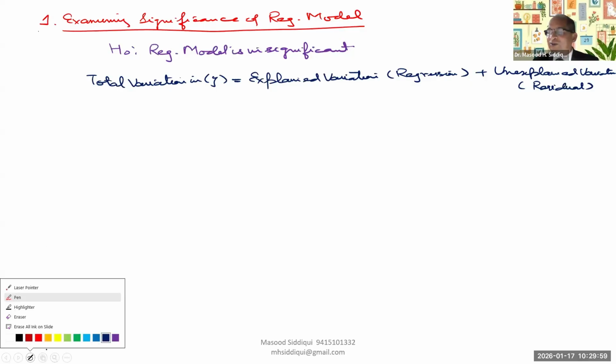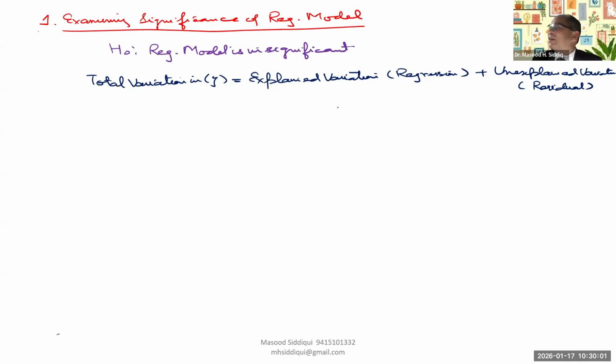Now in some particular situation, suppose explained variation is high. So obviously the total variation remains constant. Suppose explained variation is high, so unexplained variation will be low. So if this is the situation, we can say that our model is good or the model is significant, right? So now the question arises, what do we mean by high explained variation or low explained variation?